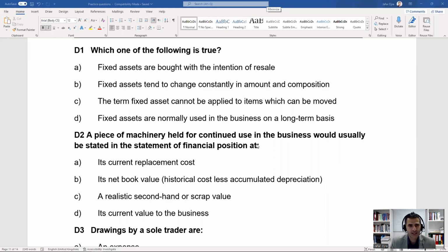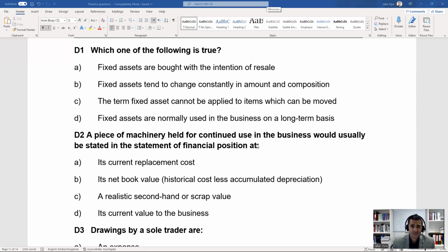Right, let's have a look at D1 here. Which one of the following is true? Fixed assets are bought with the intention of resale, and that is wrong. And if you remember, what is the point of fixed assets? Is bought for the business use and not for resale. Fixed assets tend to change constantly in amount and composition. That is not correct actually, because fixed assets do not really fluctuate. It depends on the market value, and we have to take away the depreciation from it, but that's wrong really.